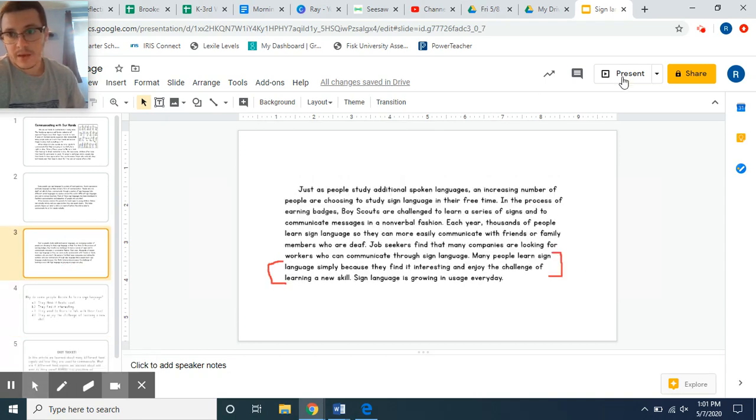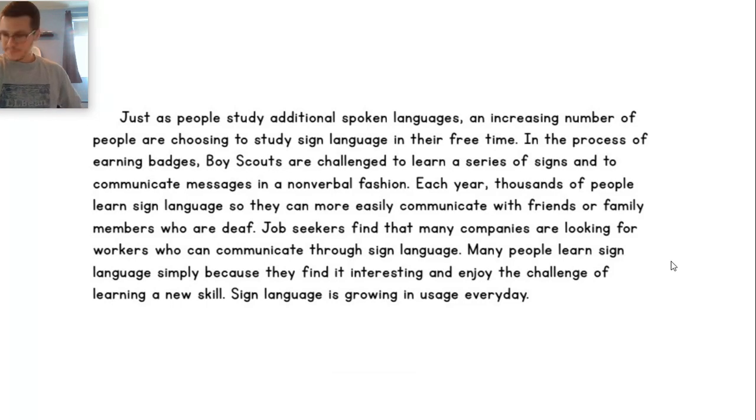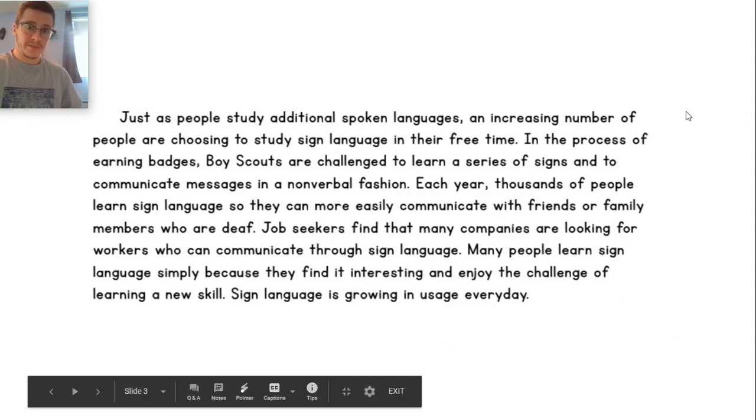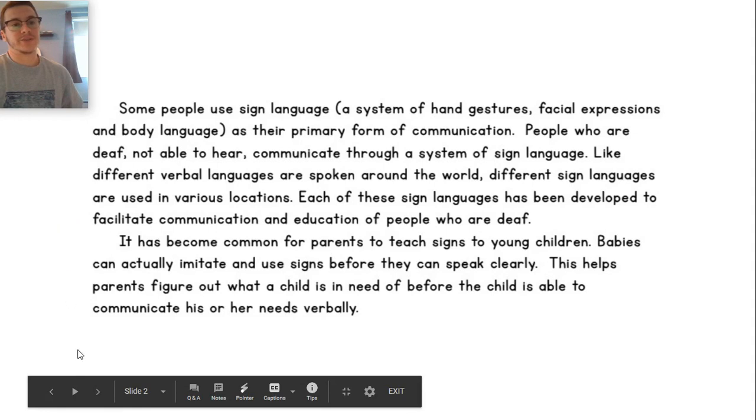All right, now we're going to present. Yes. All right, next question. True or false? Some parents decide to teach their babies to use sign language. All right, so this question is asking if that statement was true or false, if parents actually do teach their babies to use sign language. So this paragraph is about people teaching themselves how to use sign language. This paragraph right here is about parents teaching sign language to young children.